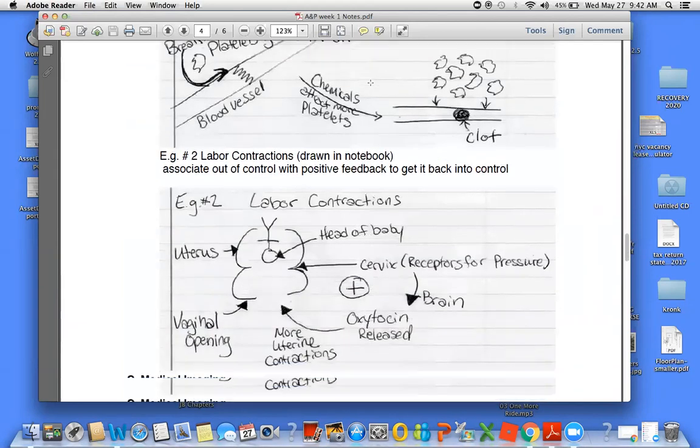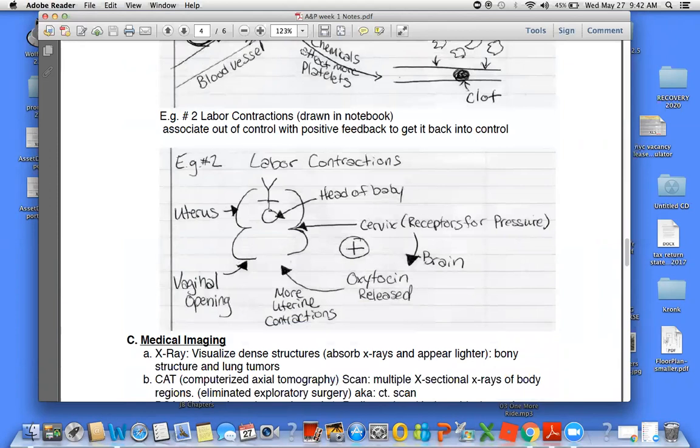Why don't we go to part 2? Do not laugh at my picture right here. It's a baby. The baby's head is down, by the way. You're supposed to come out head first, not feet first. There's a uterus, there's a vaginal opening, there is the cervix, and there is the vagina.